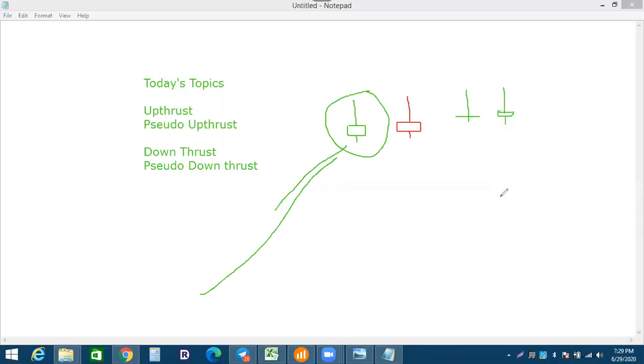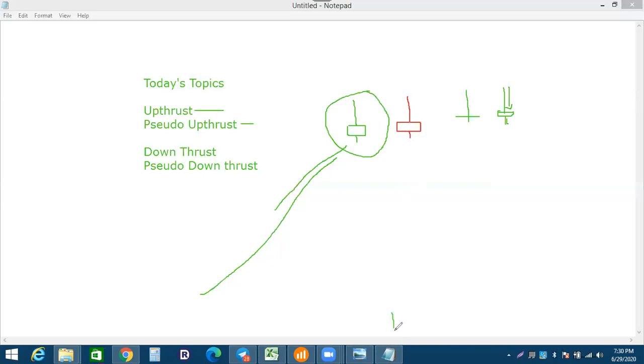It means the body of the candle must be narrow. If the body of the candle is narrow, with rejection from the upper side and rejection from the below side, you can consider that a signal of upthrust or pseudo upthrust. When we find this candle, how can we analyze the volume? There are two types of volume we will find in the chart.